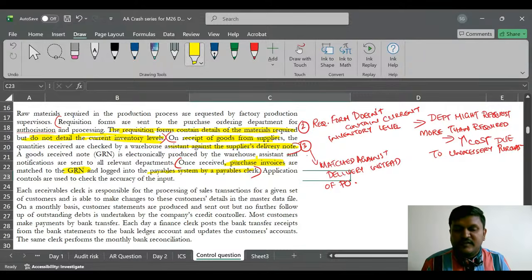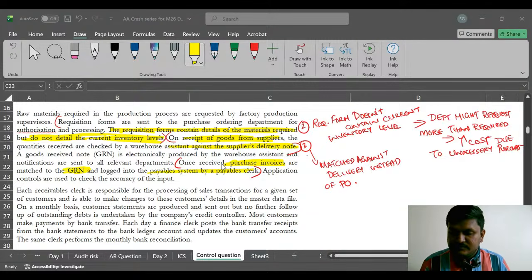What is that one thing that is coming in over here? What is that particular problem? What is the problem you are facing over here? Anyone? Three-way matching is not happening. Three-way matching is again not happening. What is the three-way matching?